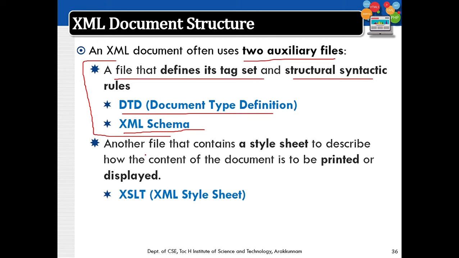Then another file that supports XML is a style sheet, which is used to describe how the content is to be displayed using a browser. We can extract the contents and make it ready for display in a browser in different formats. This file is known as an XML style sheet or XSLT file. So these two are supporting documents for the .xml file which we have created. The first two files are the rule sets, and this one is a styling file.